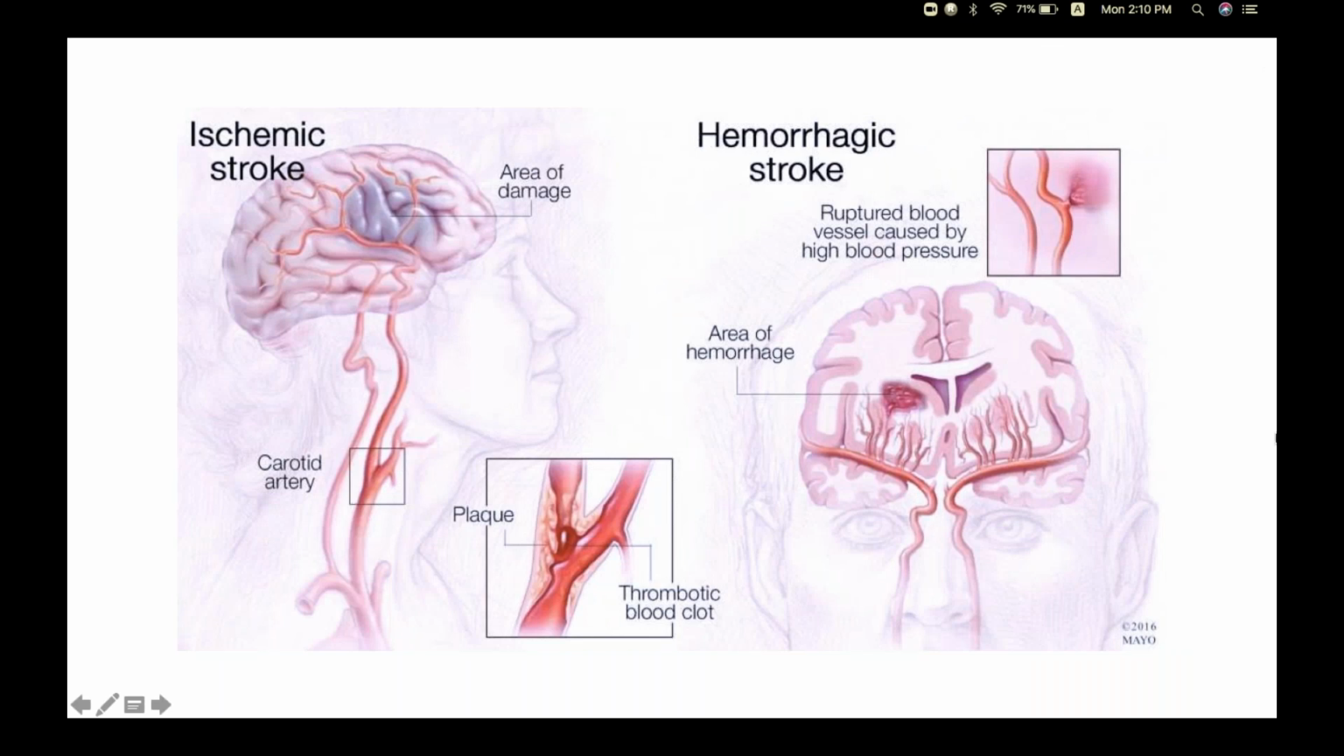So this is just the pictograph. Ischemic stroke is like this. There is an occlusion, so you can see the plaque or the thrombus inside. Basically this is a thrombotic blood clot resulting in cessation of the blood flow, and the area of damage is here. Hemorrhagic stroke is due to the rupture of the blood vessel due to blood pressure or whatever, depends upon the etiology. Okay.